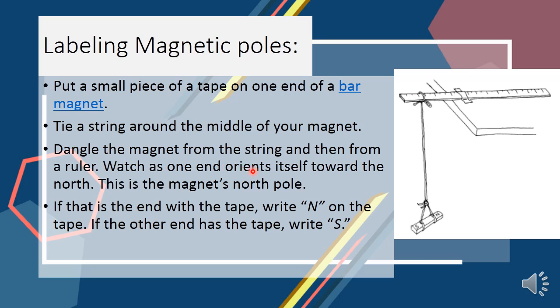Watch as one end orients itself, meaning it will rotate towards the north. This is the magnet's north pole. So if you know that the north side in your room is this direction, you can know directly when it stops rotating that this is the north pole of the magnet. The other one is the south pole, if you know that this is the south direction.